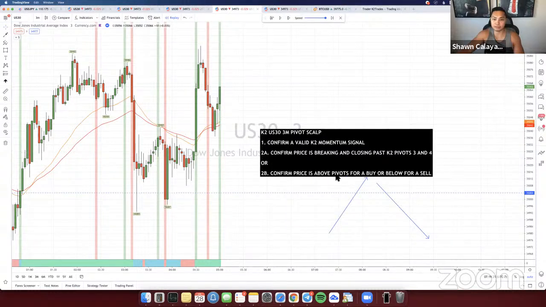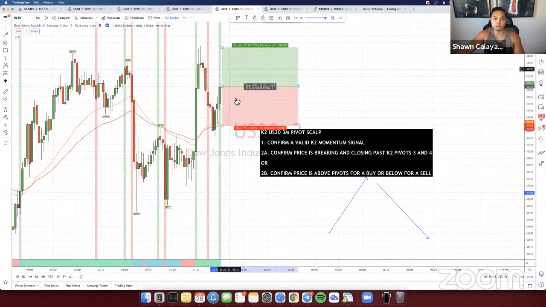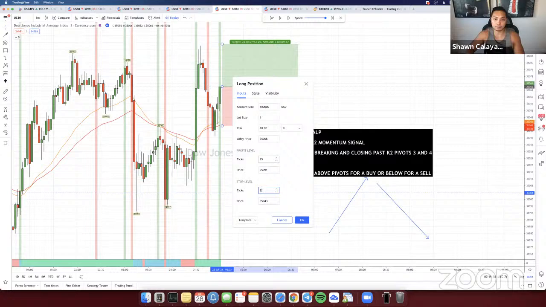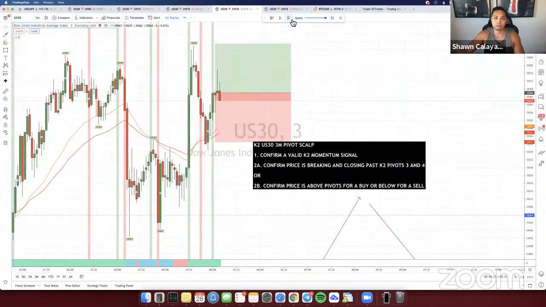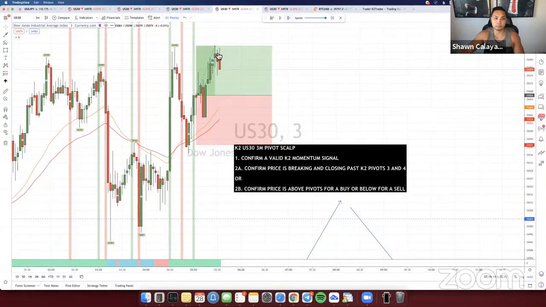Confirm price is above pivots for buy. Right here, it's above the pivot, so it's going to confirm 2B. We have confirmation of requirement 1 and 2B. With that said, you enter a long position again right here. You go ahead and shoot for another 25 pips. You let it run. And there you go, full TP.